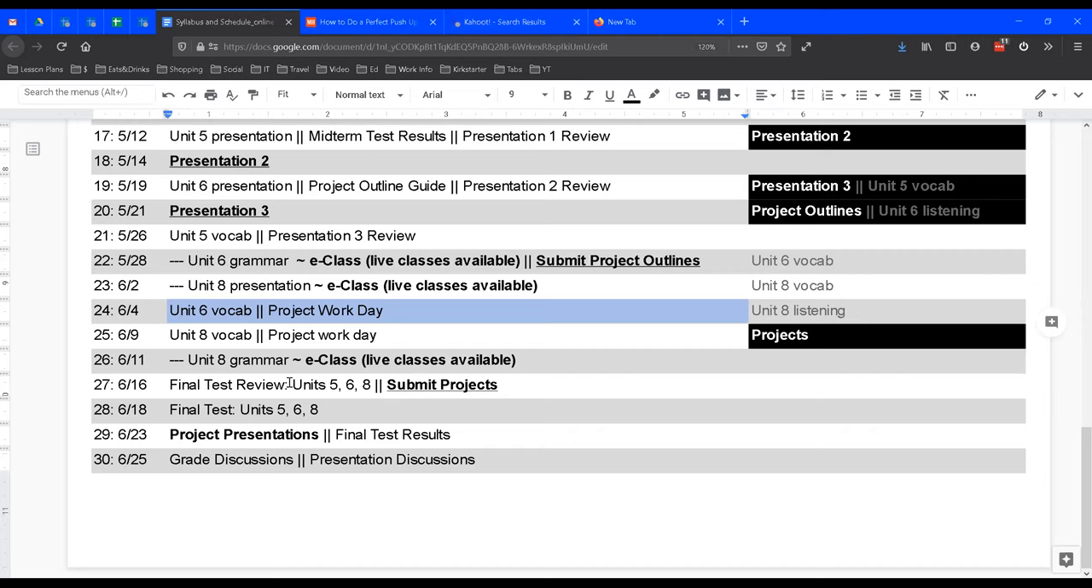But we'll try to go quickly through Unit 6 vocab today, and hopefully, I don't know if you'll have too much time for the project today, but maybe next class I'll go through Unit 8 vocab quickly next Monday as well, so that way you can have some time to work on the projects with your group. Okay, so let's see here.